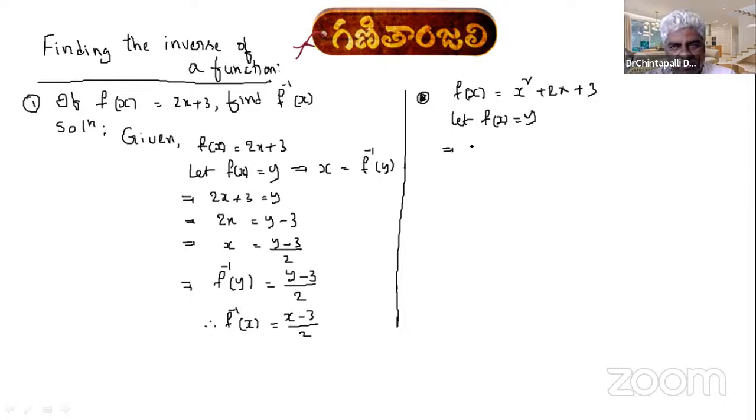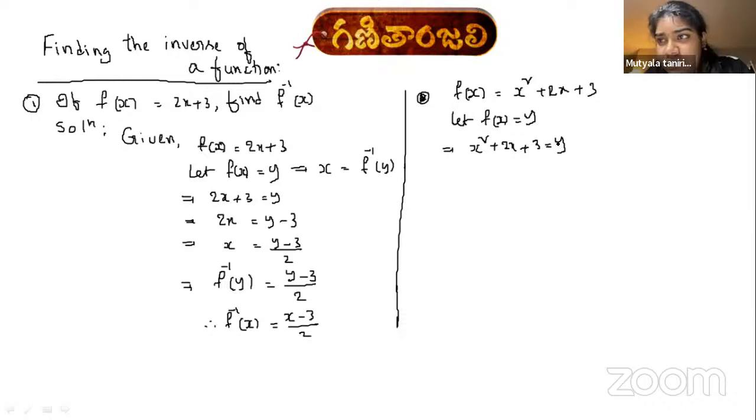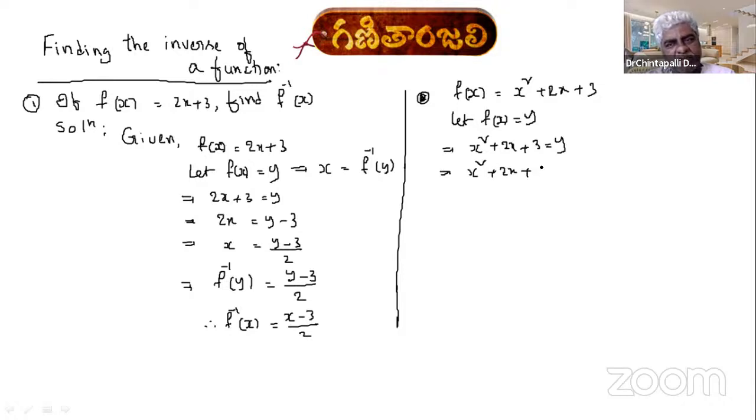That means x square plus 2x plus 3 is equal to y. That means x square plus 2x plus 3 minus y is equal to 0. Now we can't convert this equation to x is equal to something like the previous question. It's not possible to write like this.